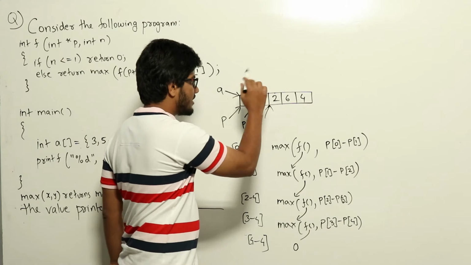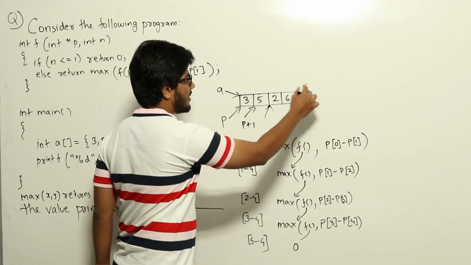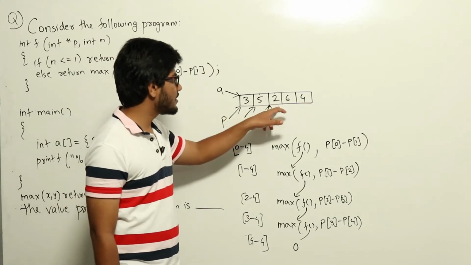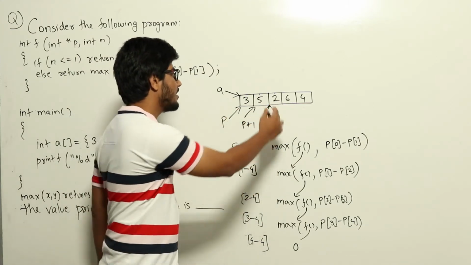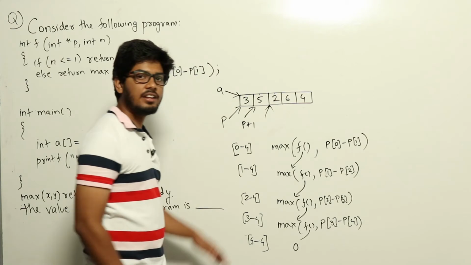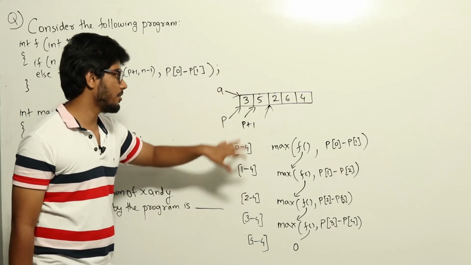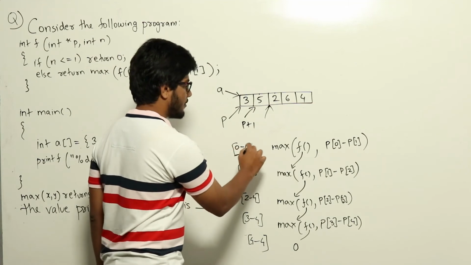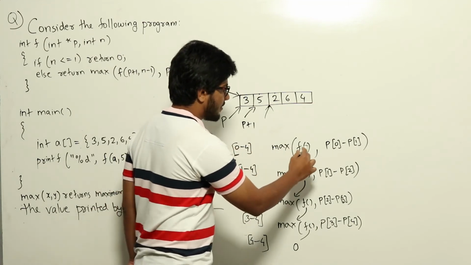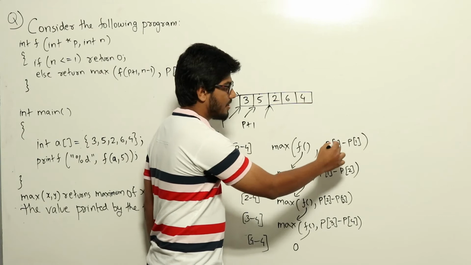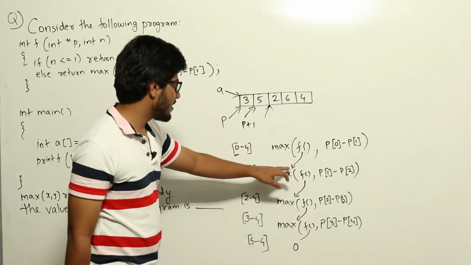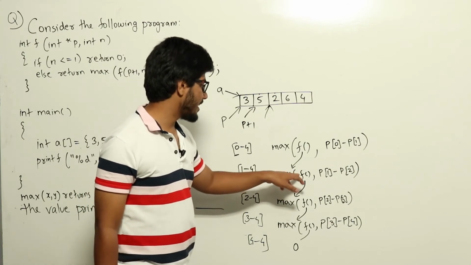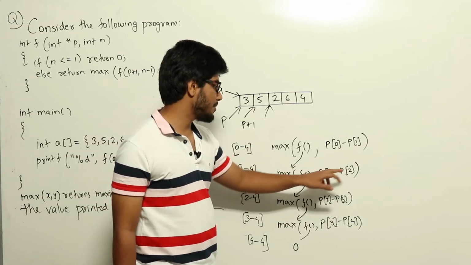So essentially in the third call, we will be passing this particular array to that function, and in that p of 0 minus p of 1 will essentially mean p of 2 minus p of 3 in the original full array we have. So first we are passing the entire array 0 to 4. We are calculating max of f, comma p of 0 minus p of 1. Inside this f we are passing the array 1 to 4, and we are calculating max of again f, comma p of 1 minus p of 2.